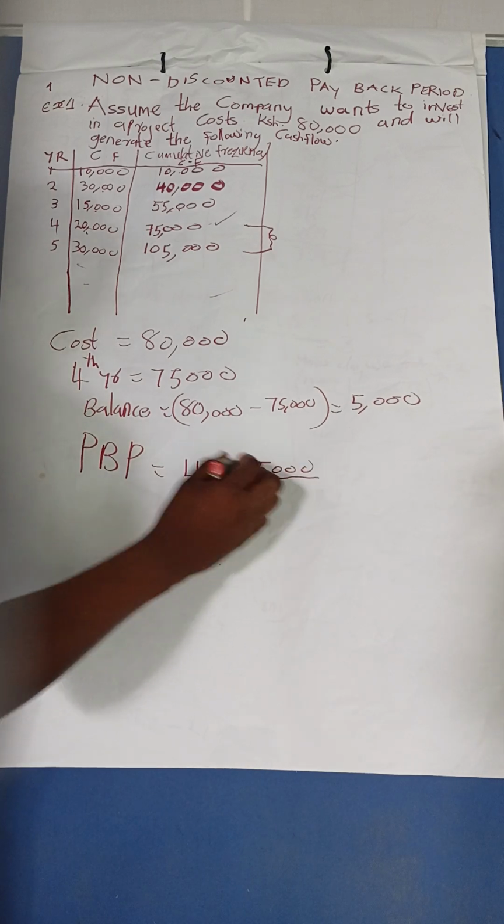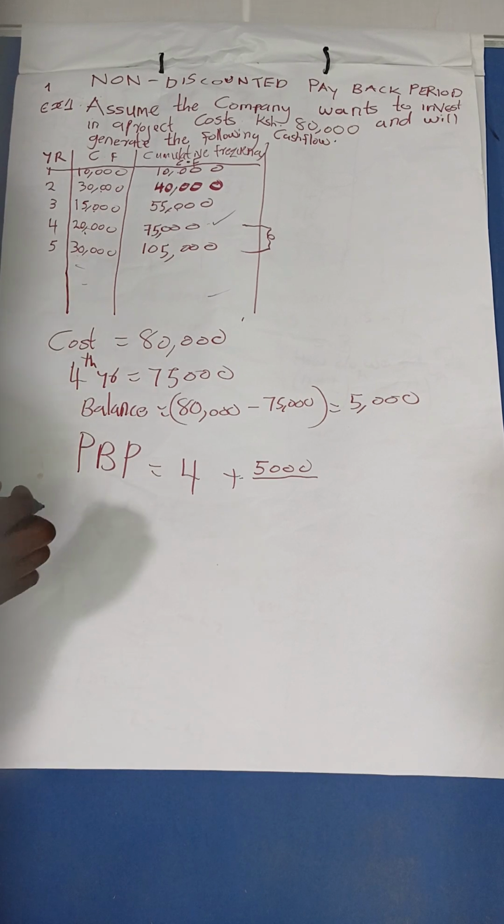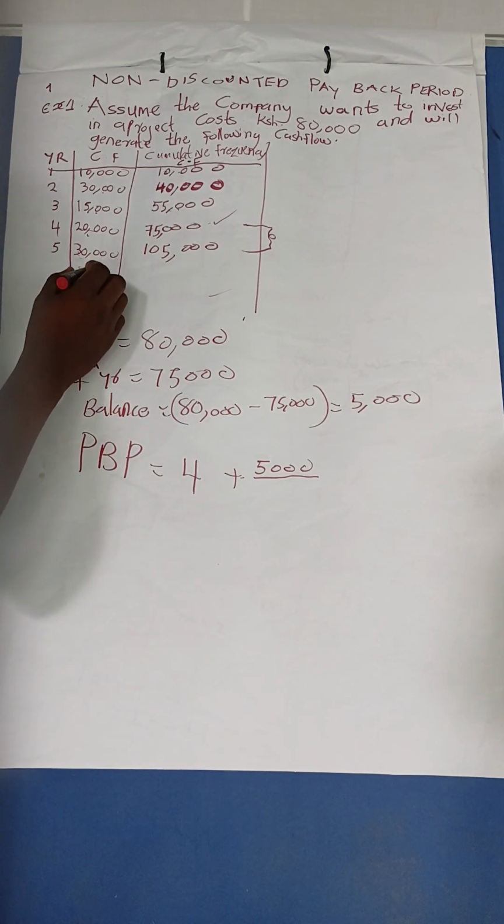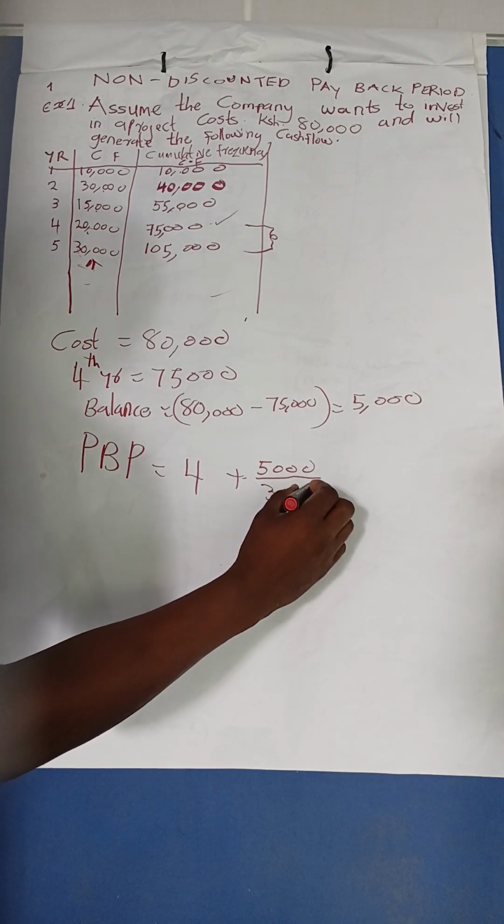Then you make sure you divide by the total cash flow of the 5th year. The total cash flow of the 5th year. You can write somewhere, the total cash flow of the 5th year, which is 30,000. You can see, 30,000. So you come and divide here by 30,000.